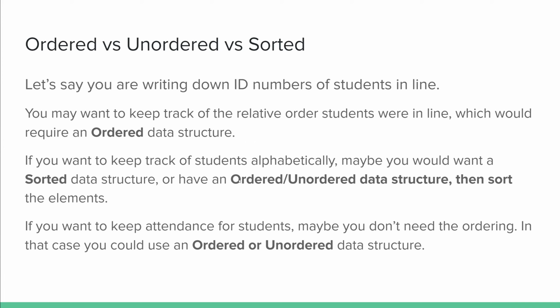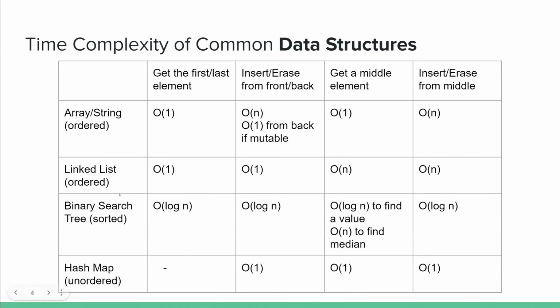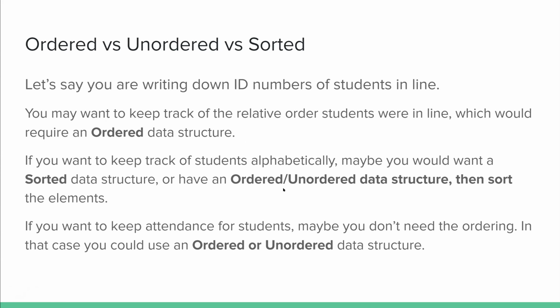But if you want to keep track of students alphabetically, then you could use something that's sorted. Maybe a binary search tree would store things in sorted order, but you could also use an array, which would be an ordered data structure, and then sort the elements. Just because you need to keep track of students alphabetically doesn't mean you need to use something that's sorted already. You could put it into an ordered or unordered data structure and then sort that as well. So it's flexible, and you really want to be flexible with data structures and how you use them.